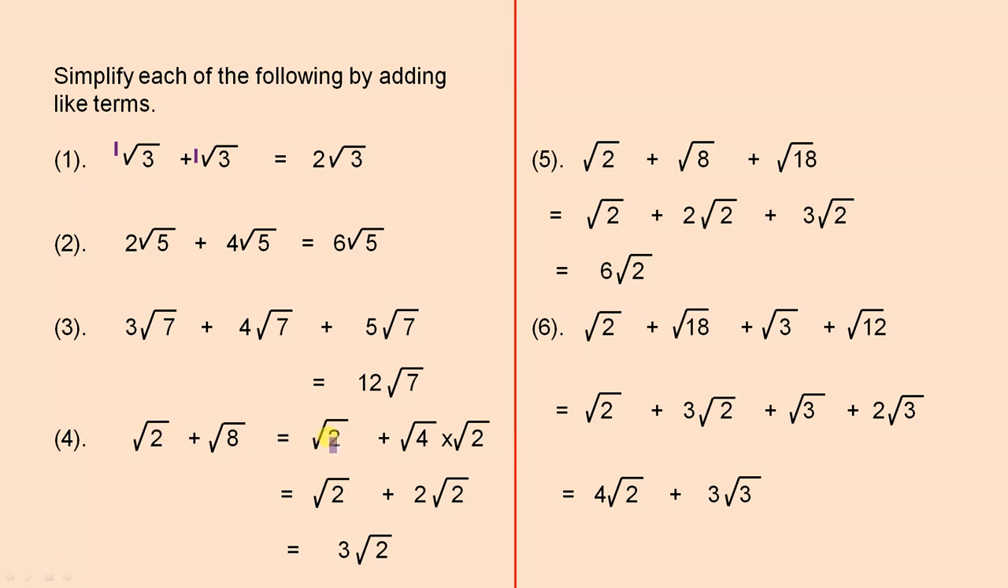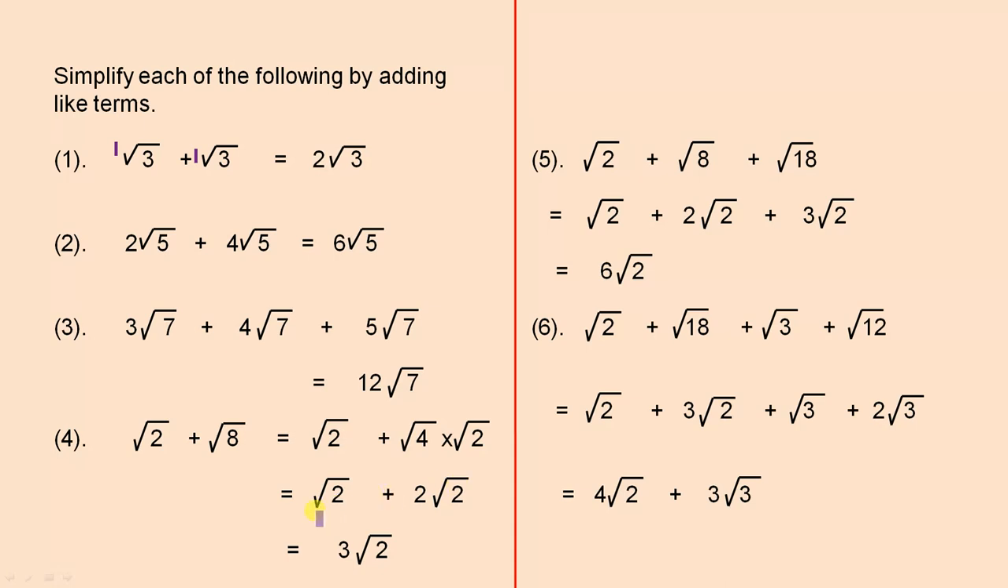Now if we remember from previous videos, we can simplify this surd here by breaking it up as the square root of 4 times the square root of 2, because 4 2's are 8. But we know that the square root of 4 is 2. So basically the square root of 8 is actually 2 the square root of 2.